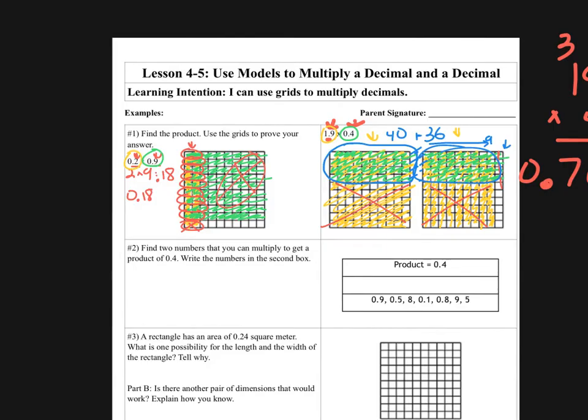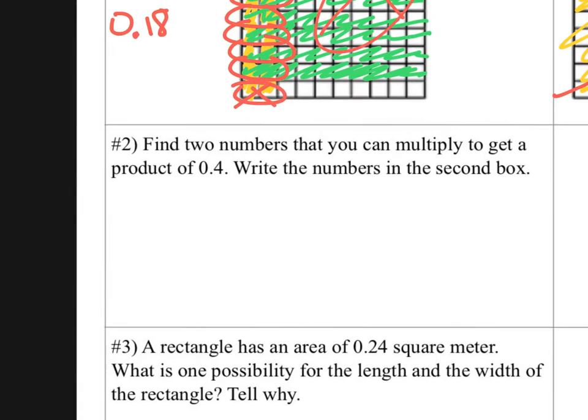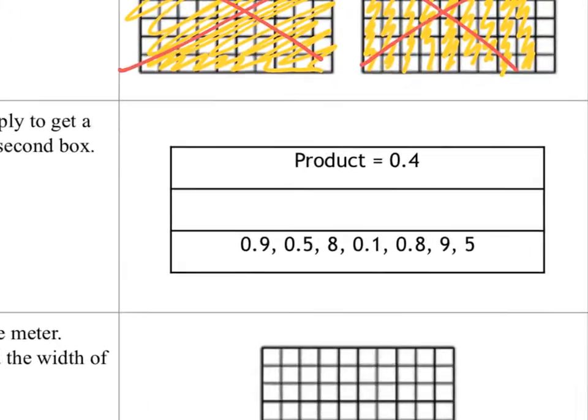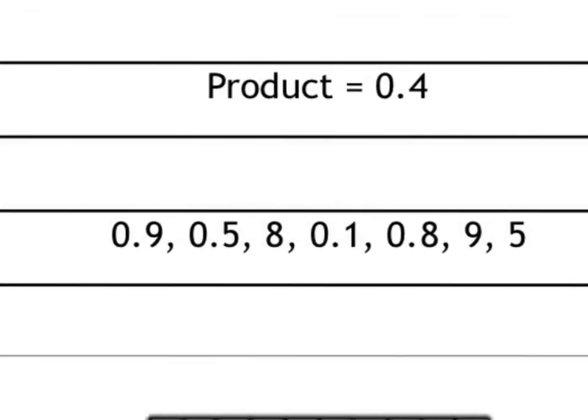Alright, moving along, we are now on number 2. It says find 2 numbers that you can multiply to get a product of 4/10. Write the numbers in the second box. Well, here it is. There are all these different options that you can choose from. You want to find 2 numbers that when you multiply them, you will get 4/10. And if you think about it, it could also be 40 hundredths.